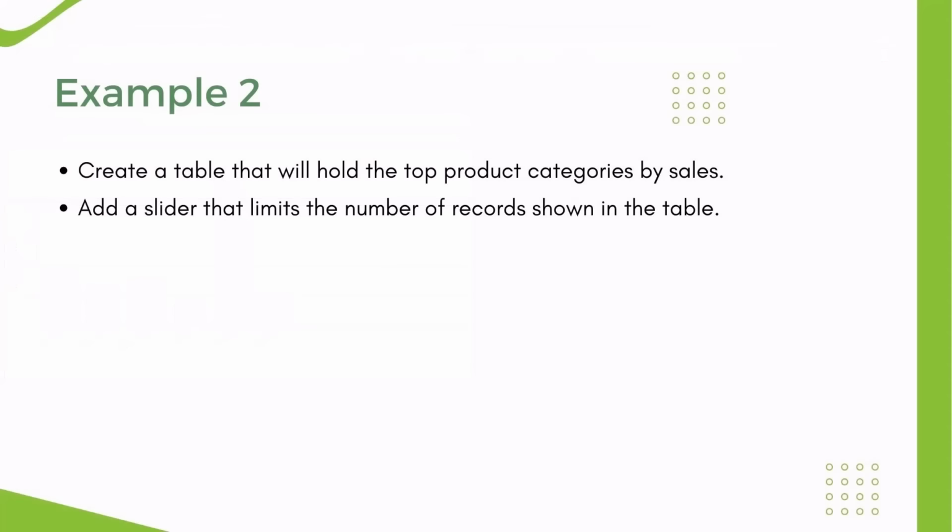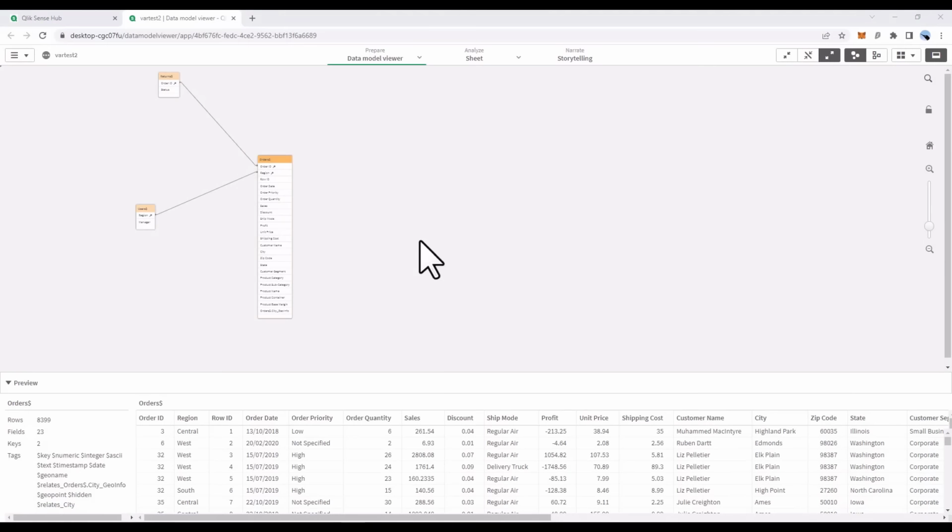For our second example, let's create a table that will hold the top product categories by sale. The catch is that we need a slider that limits the number of records shown in the table. So if the slider is set to 5, the table should have 5 records. The input we're going to use is the Superstore Sales Data Sets Order Sheet. We only need the fields Product Subcategory as well as Sales.